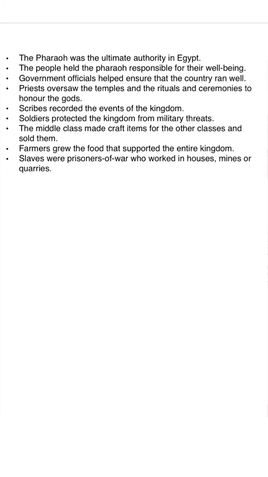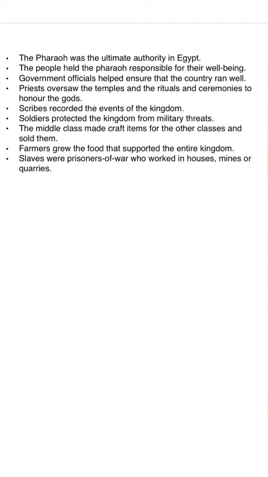Now, the pharaoh was a god on earth and the ultimate authority in Egypt. He took all the decisions, and it was his duty to make the law and maintain order in the kingdom. People expected the pharaoh to keep the gods happy, and he was also responsible for maintaining the army to defend the country from outside threats and internal difficulties. People looked to the pharaoh to ensure their well-being. Then government officials helped ensure that the country ran well.